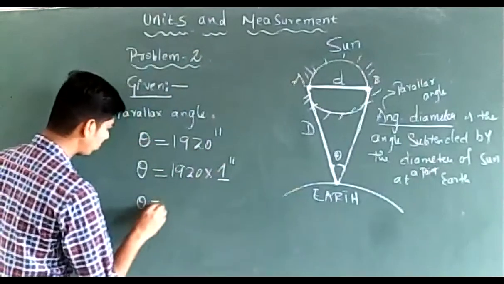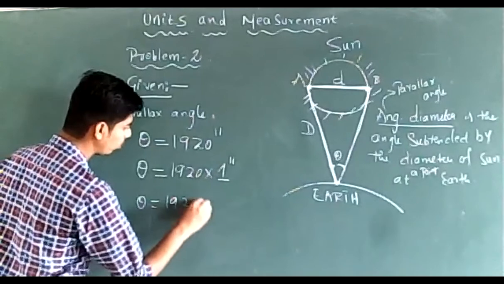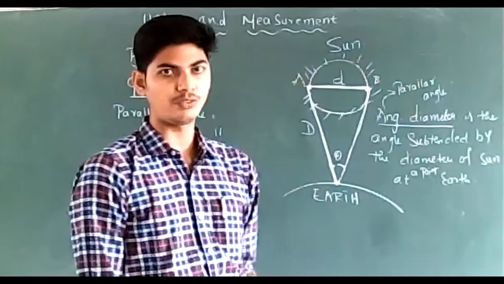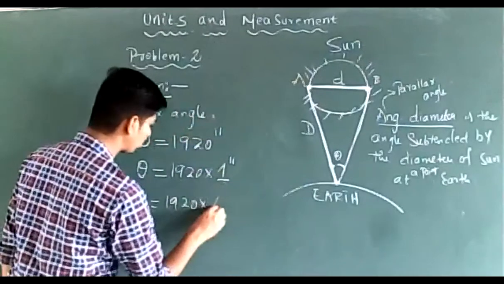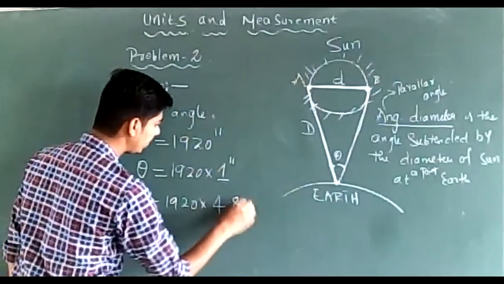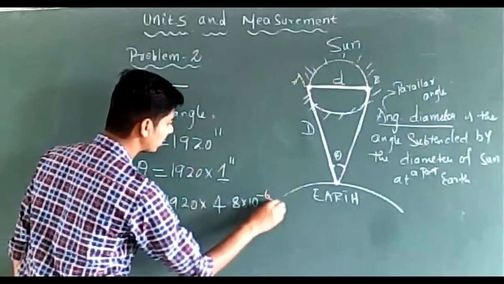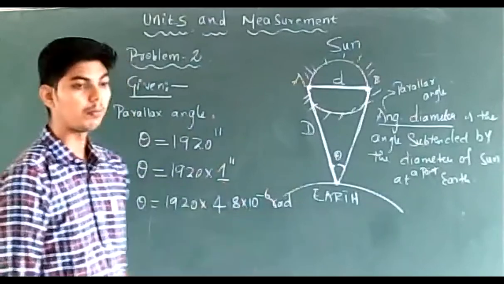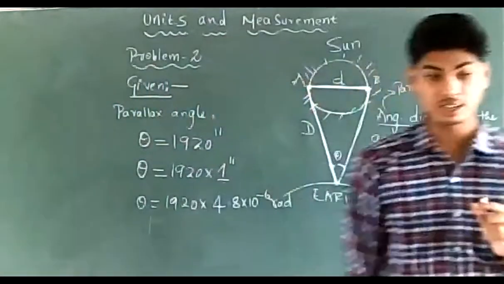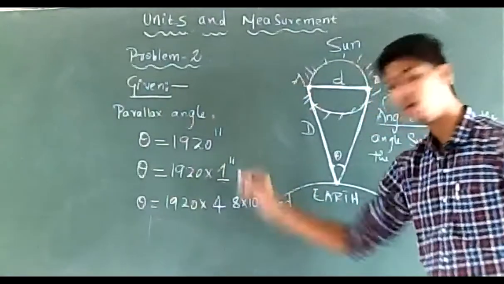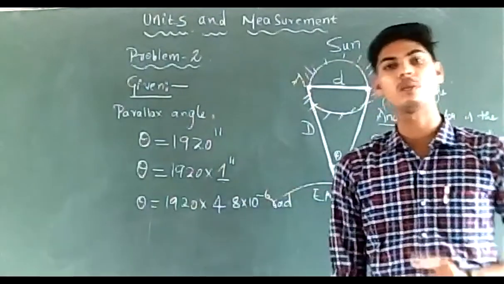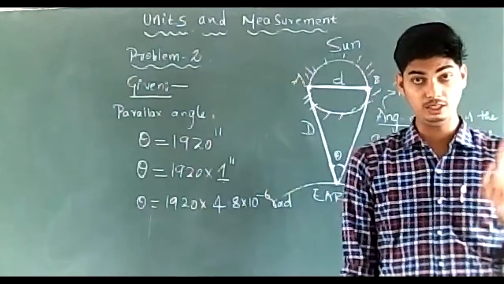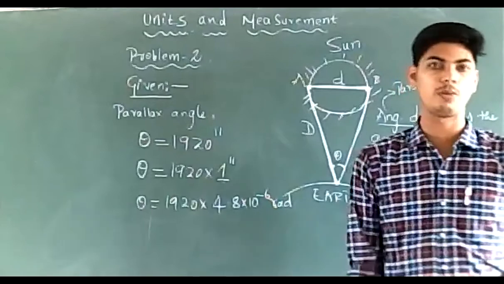So theta is equal to 1920 into, we know what 1 second is in radians. We know the conversion factor. 1 second is equal to 4.8 into 10 to the power of minus 6 radians. You must remember these values. 1 degree is 1.74 into 10 power minus 2 radian. 1 minute is 2.9 into 10 power minus 4 radian. 1 second is 4.8 into 10 power minus 6 radian.